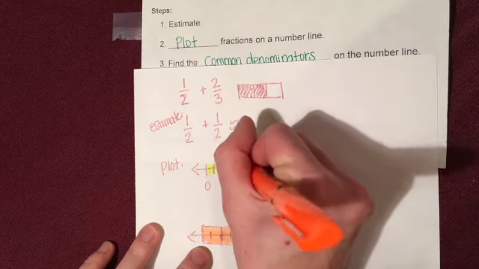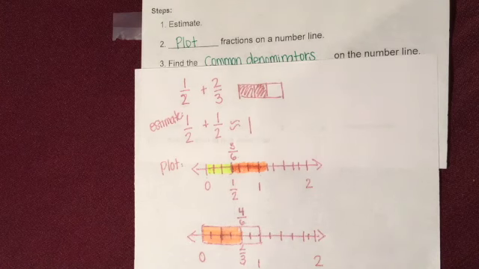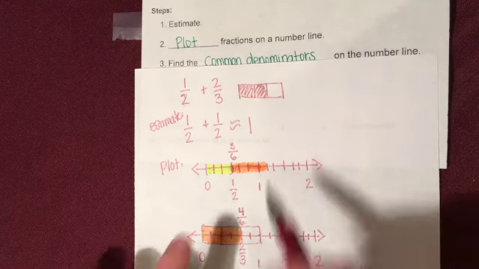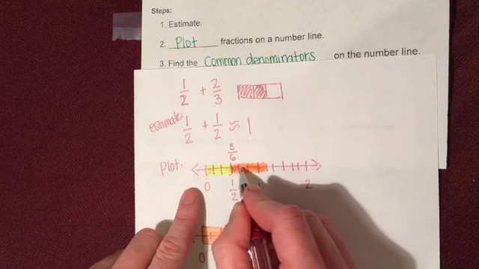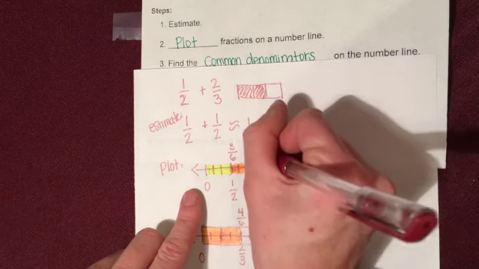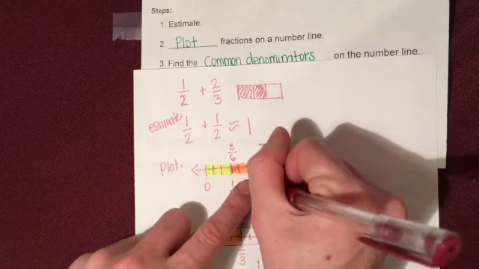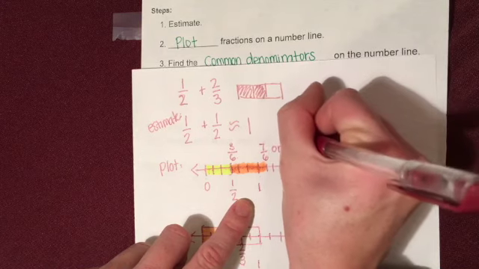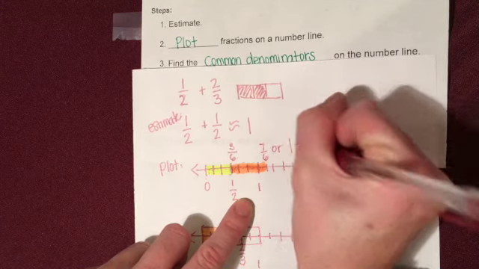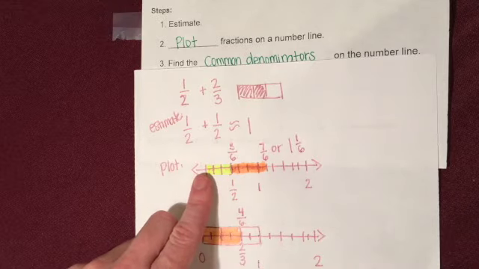When I'm doing that, I'm actually adding the 2 fractions together. And now I can see that I have 1, 2, 3, 4, 5, 6, 7. When I add them together, I have 7/6, or I can look here, or 1 and 1/6. Okay, so that's how much I have when I add them together.